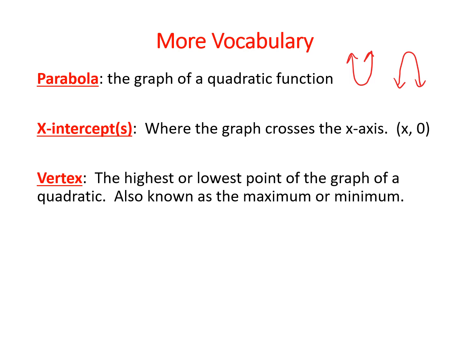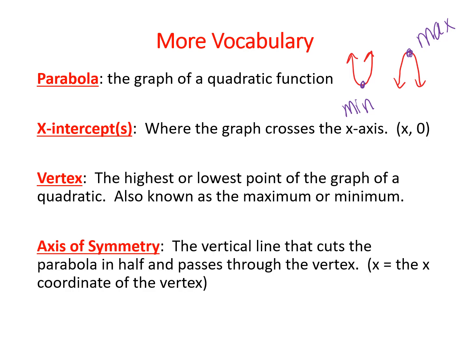Next is called the vertex. The vertex is the highest or the lowest point of the graph of a quadratic. It's also known as the maximum or a minimum. So if you look at the two pictures at the top, the one on the right, that vertex would be called a maximum. And the picture on the left, that vertex would be a minimum. Again, that point is called the vertex.